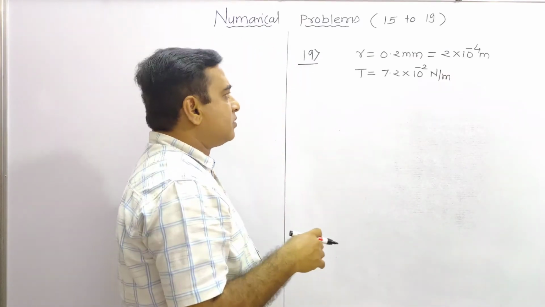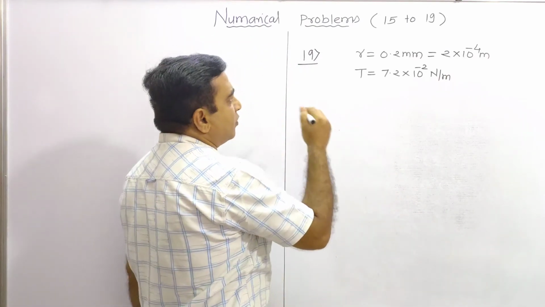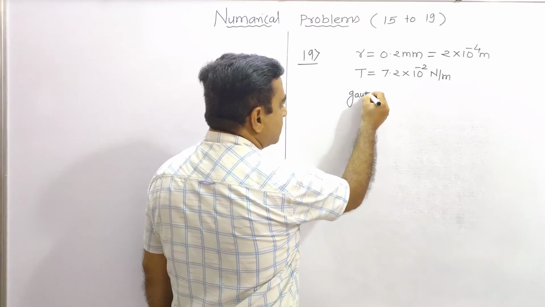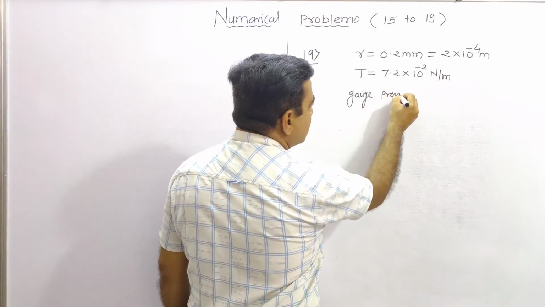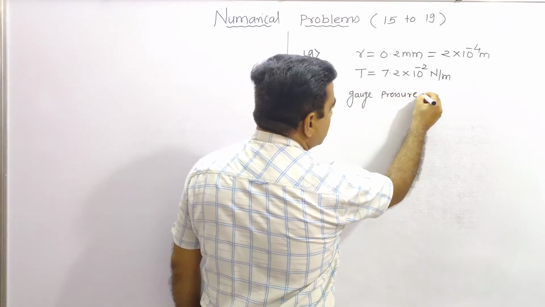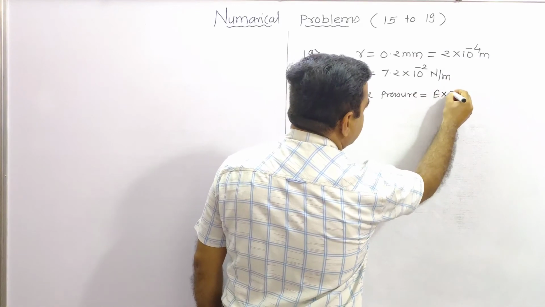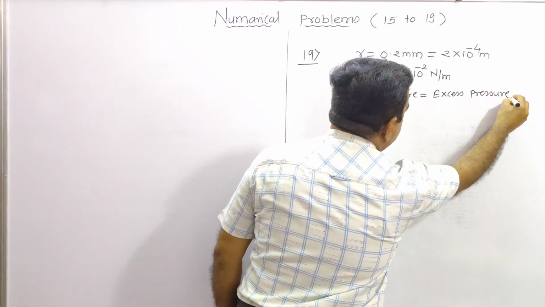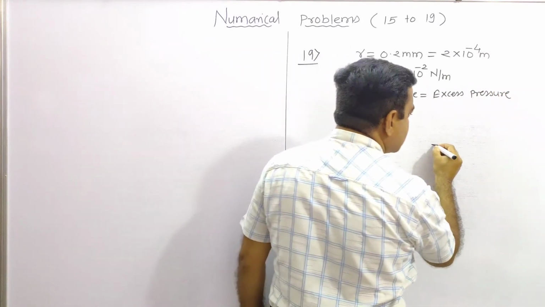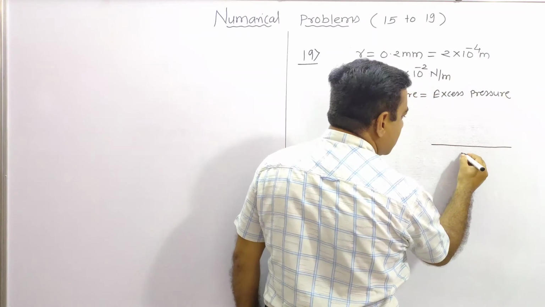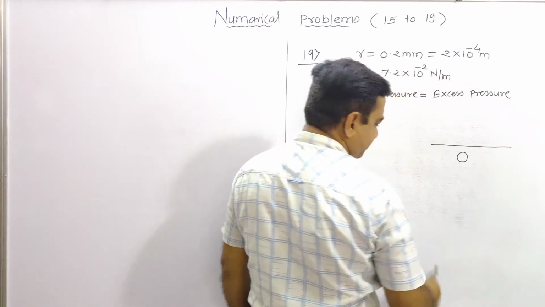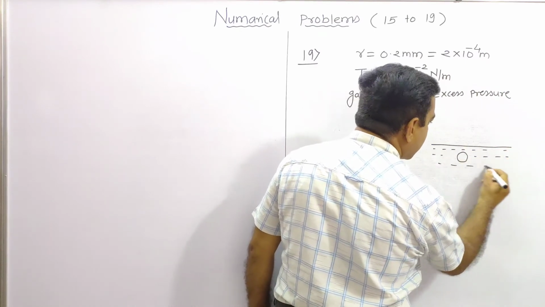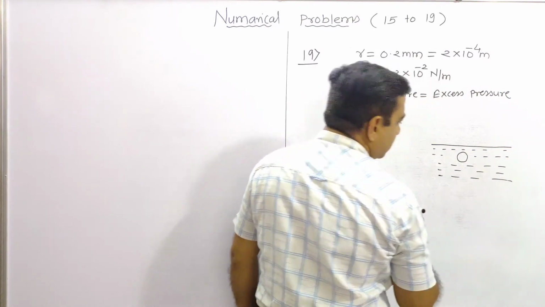Now we need to get the value for the pressure. Gauge pressure. Now this gauge pressure, what exactly is this? Gauge pressure means excess pressure. I need to draw one diagram. If I consider one surface, below which, nearer to the surface, we have the bubble. It is surrounded by the liquid.